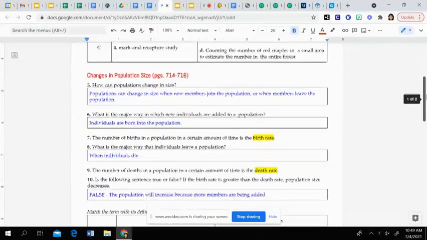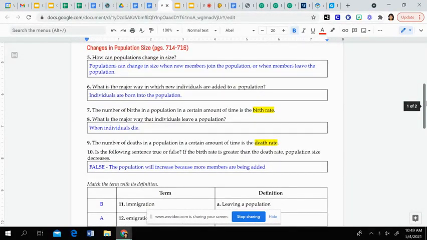So question 5, how can a population change in size? It can change when new members join the population or when members leave the population. Then the major way in which new individuals are added to a population is by being born into that population. And so the number of births in a population is considered the birth rate.